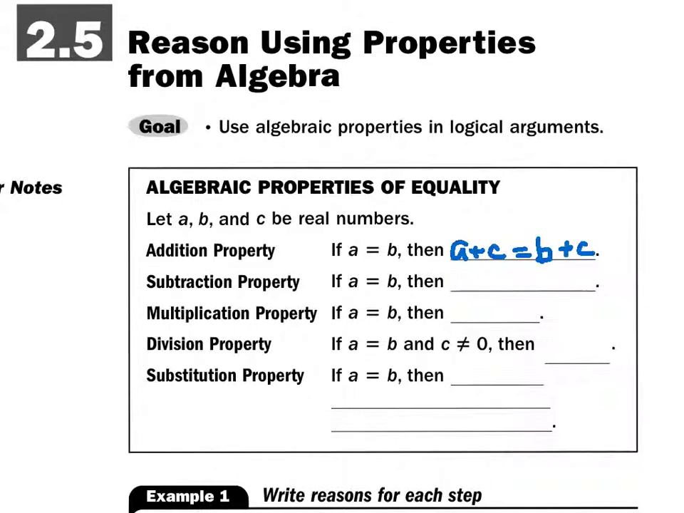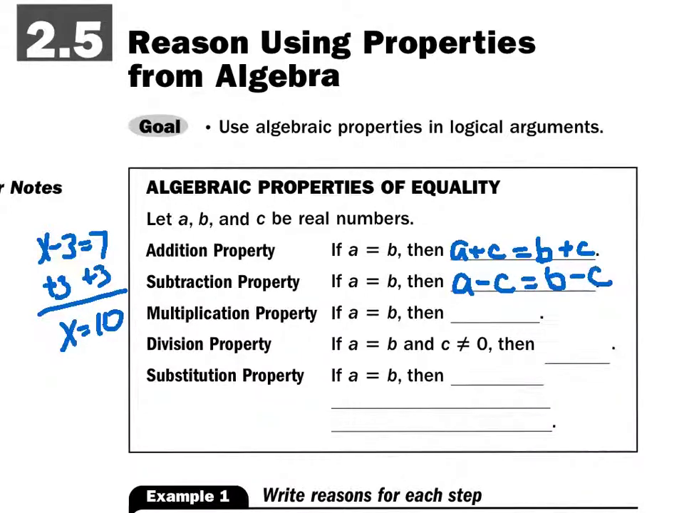This is a reason why we can have x minus 3 equals 7 and say plus 3, plus 3. Because if we take this term and add 3 to it, and take this term and add 3 to it, they're still equal. Subtraction property. A minus C equals B minus C. Multiplication property. AC equals BC.